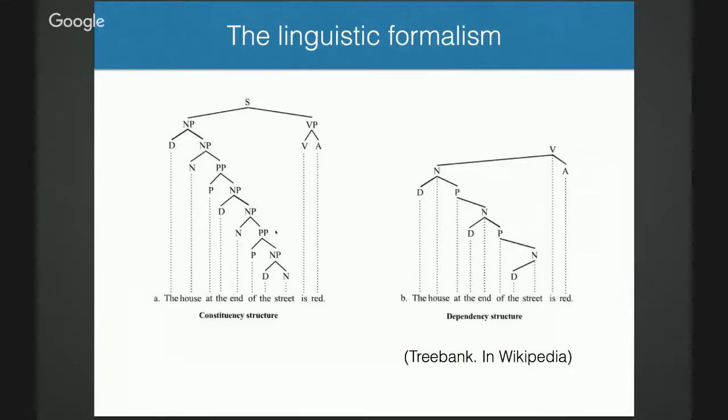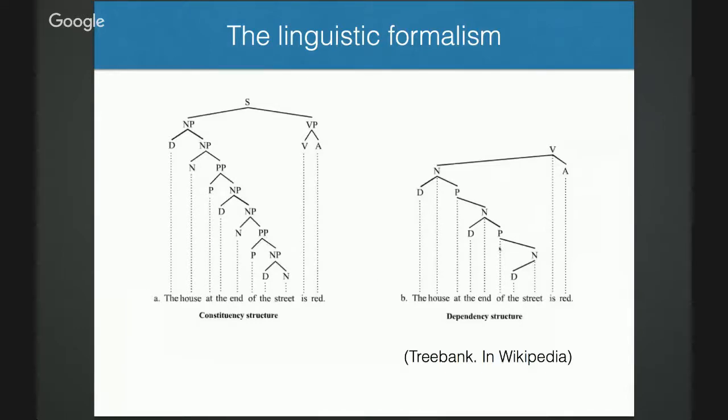If we choose a constituency structure, we explicitly acknowledge the existence of, for example, a prepositional phrase here, of the streets. Here we are saying that of the street is a prepositional phrase, whose head is the preposition, and then we have the street, which is a noun phrase, which depends on the preposition, which is part of the prepositional phrase.